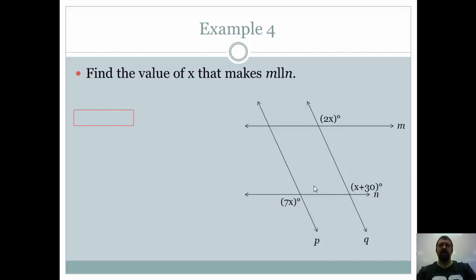A little bit tougher of a problem. Find the value of x that makes line M parallel to line N. Well, I have to identify where line M and line N are. They do end up being these ones here. Line M, line N. Now, I look at this diagram. It is a little bit tough to determine. Am I going to be using the 7x over here? Am I going to be using the x plus 30? Am I going to be using the 2x?